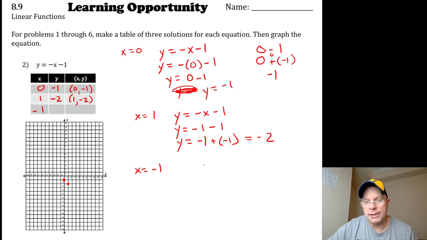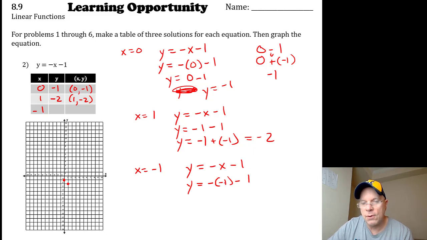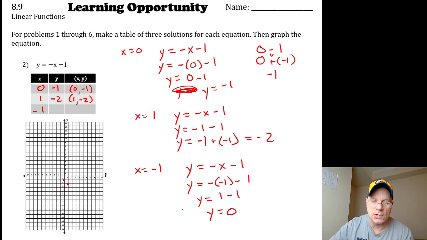If x is negative 1, I start with my equation. I don't input it until I write the equation first. And then when I substitute x, this expression to the right of the equal sign says the opposite of x. So I'm going to write the opposite of whatever x is, negative 1. The opposite of negative 1 minus 1. Well, the opposite of negative 1 is positive 1. If you're subtracting negative 1, isn't that adding positive 1, adding the opposite? So I get 1 minus 1. And so when my input is negative 1, my output is actually 0.